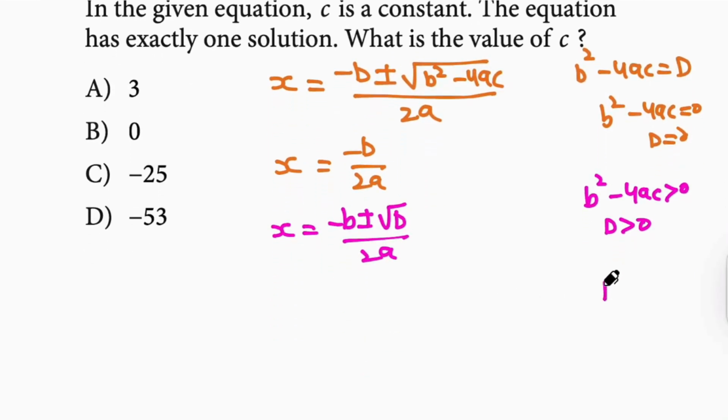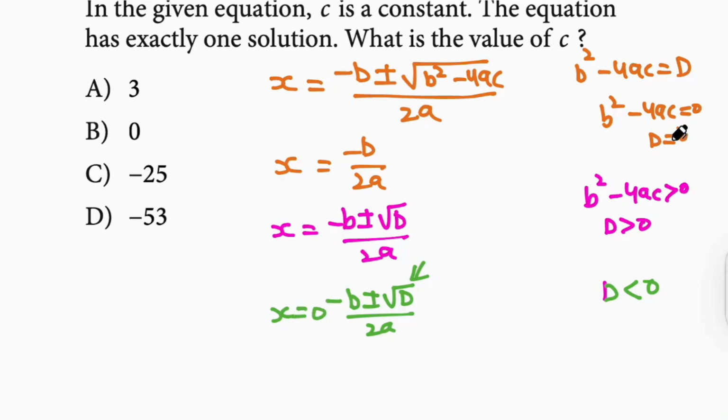Now when d is smaller than 0, let's change the color once again. D is smaller than 0. So just imagine if this d is smaller than 0, that is not a real number. Then the roots will not be real.